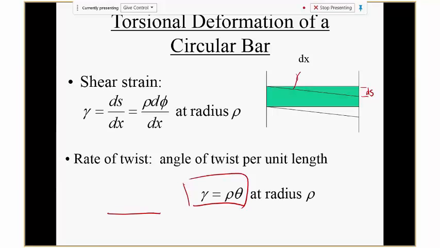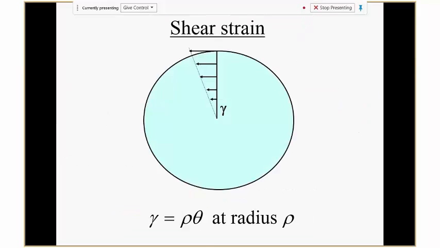Okay, so we have this shear strain. I think I explained it a little bit easier way today than I used to. This is the pattern we're going to have. The shear strain is going to be 0 in the middle and largest at the outside, because we know shear strain gamma is R times d phi dx. So it's proportional to the distance R.